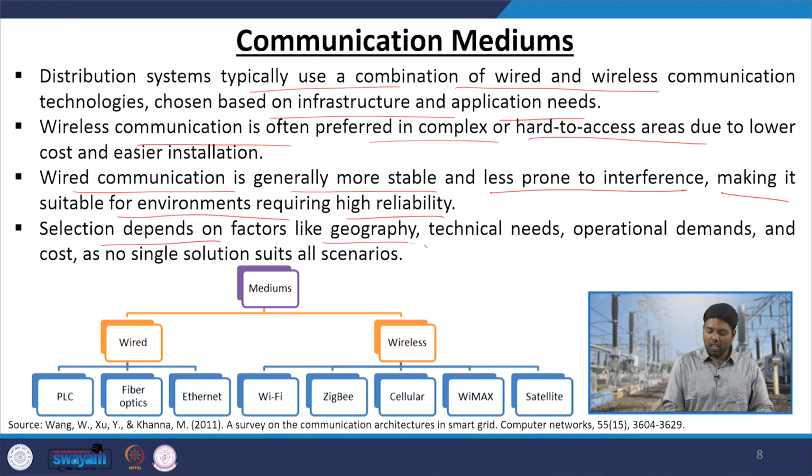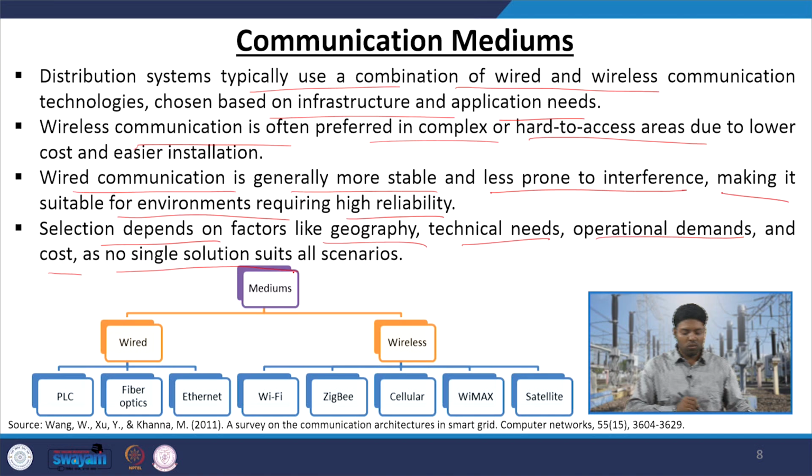Selection depends upon factors like geography, technical needs, operational demands and costs, and no single solution suits all scenarios. Okay. That means it is not possible that if you have a communication medium in Delhi, that same medium will work in Ladakh as well. So, everywhere you have to see what the geography is, who the customers are, and what the technical needs are. You may be installing it for AMI, or for substation automation, or for protection purposes, or for automation purposes. Depending upon that you have to choose your communication medium wisely.